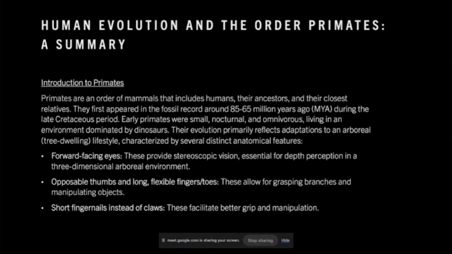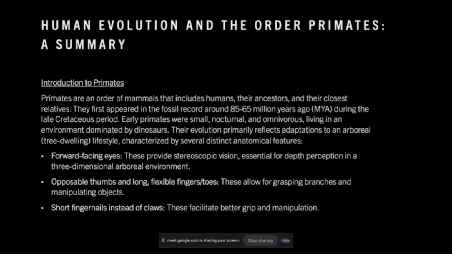Okay, so these early primates were small, nocturnal, and omnivorous, and they were living in an environment that was mainly dominated by dinosaurs. Their survival wasn't, of course, the best, but they had to adapt to their environment.